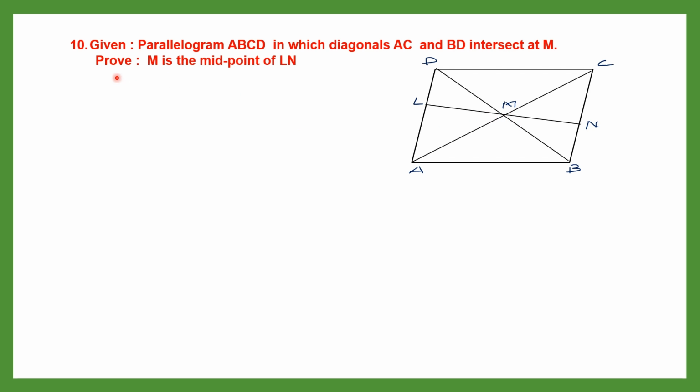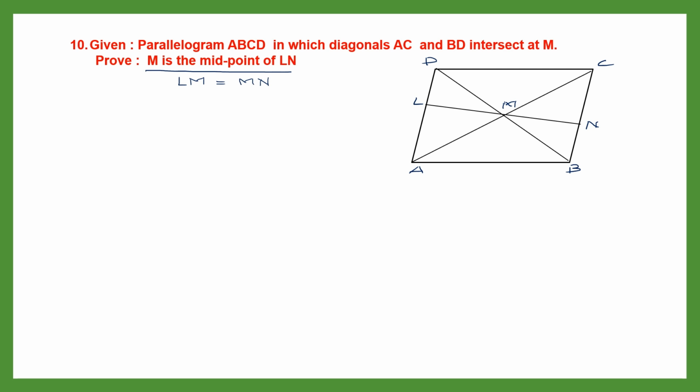Now what should we prove? We must prove that M is the midpoint of LN. So we have LN here. We have to prove that M is the midpoint. If M is the midpoint, then this part LM will be equal to MN. So this part will be equal to this part. So that is what we have to prove with the help of all what is given to us. So to prove this, what we actually have to prove is that LM is equal to MN. So if these two are equal, then M will be the midpoint of the line LN.